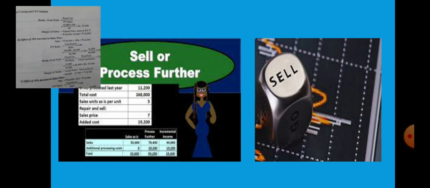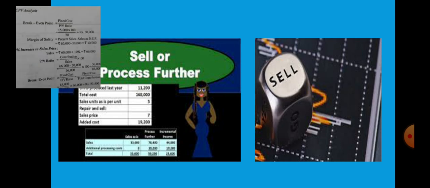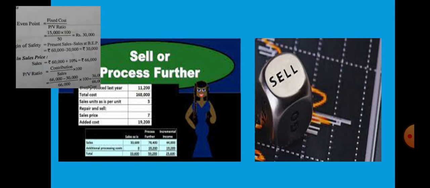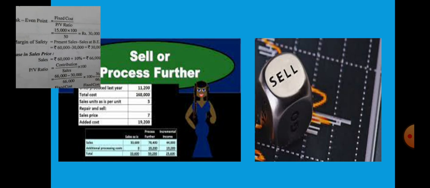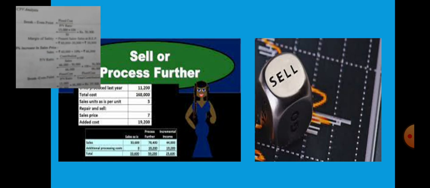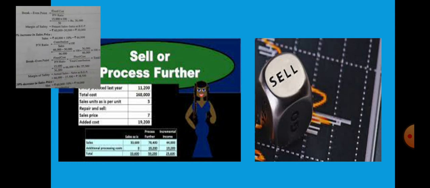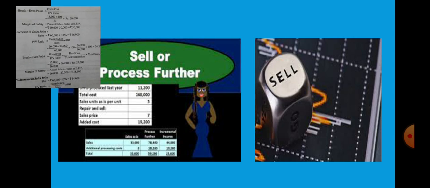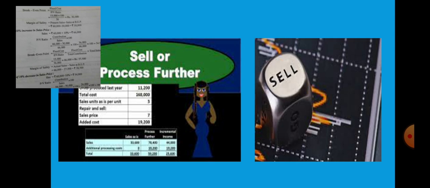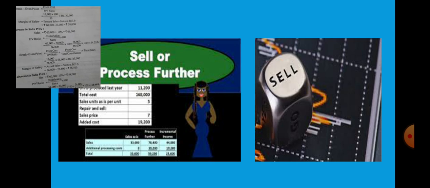Now, calculate break even point. Break even point is fixed cost divided by PV ratio. So, fixed cost is 15,000 divided by PV ratio, 50 into 100. So, we will get 30,000 as the break even point. Now, calculate margin of safety, present sales minus sales at BEP. We know the present sales, we also know the break even sales. So, margin of safety is 30,000.